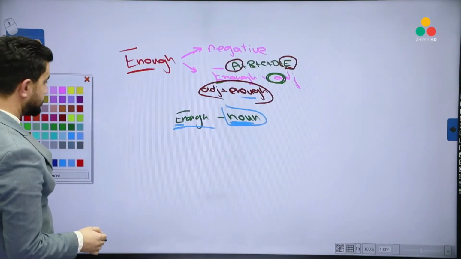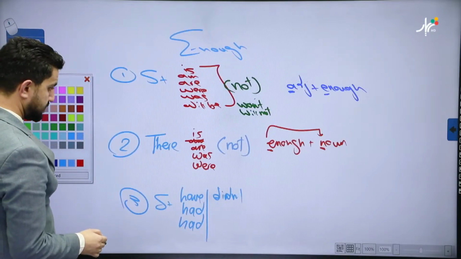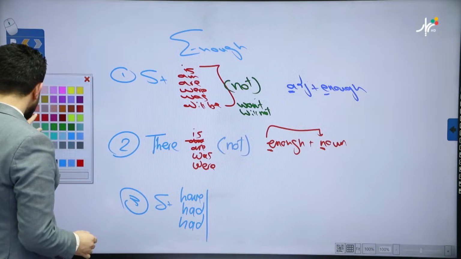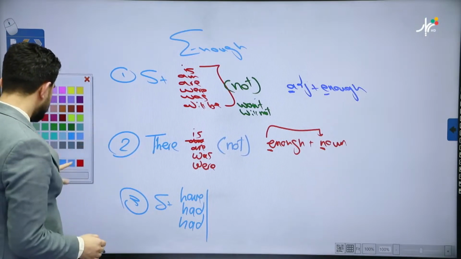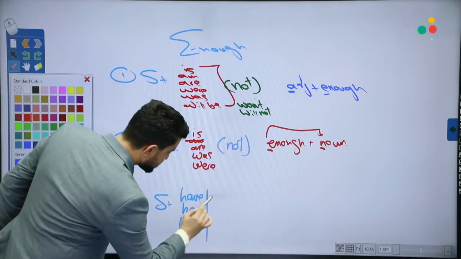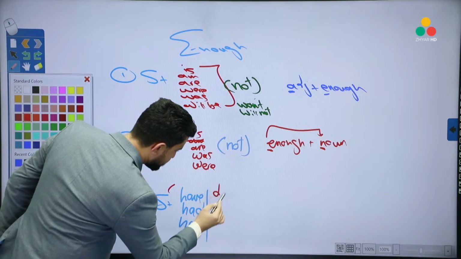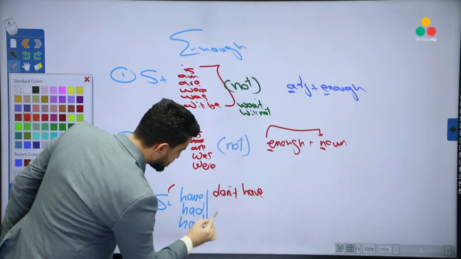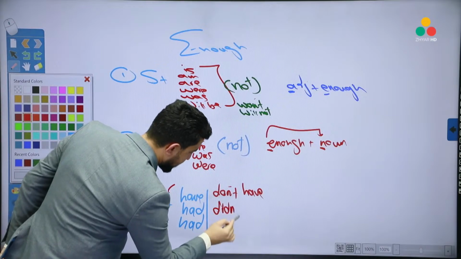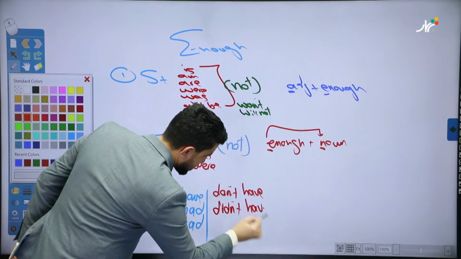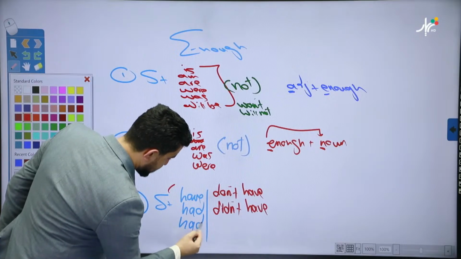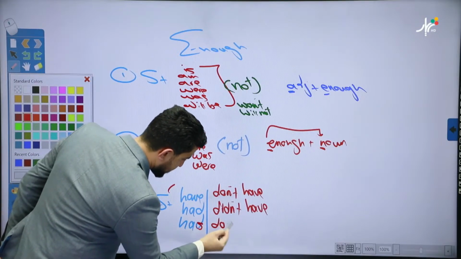sorry, just a minute. Let me use a different color. Have, has, had, we use it like this. Look here. Have and has. So have: don't have. Had: didn't have. Has, sorry, it must be has for this one: doesn't have, okay?